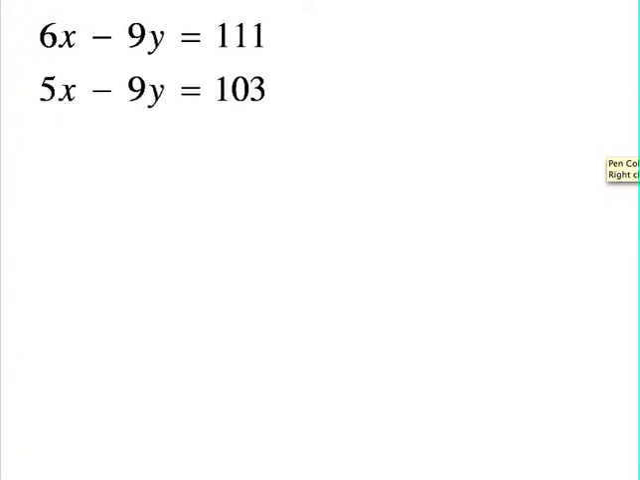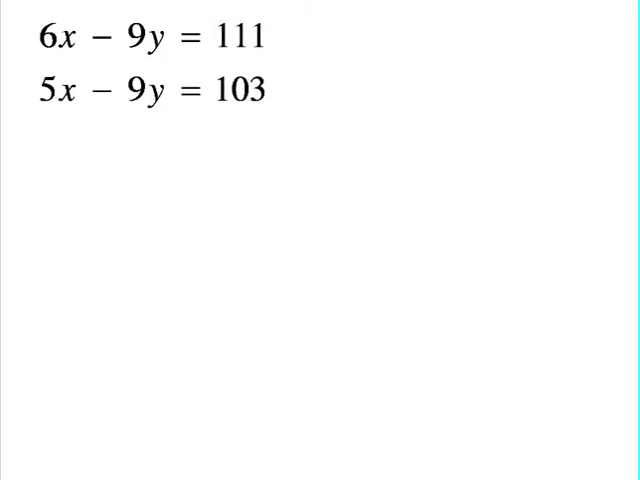Alrighty, now we've got 2 more we're going to look at. So I have 6x minus 9y equals 111, and 5x minus 9y equals 103. Now, what do you notice? They're both negative. I don't have an opposite sign.